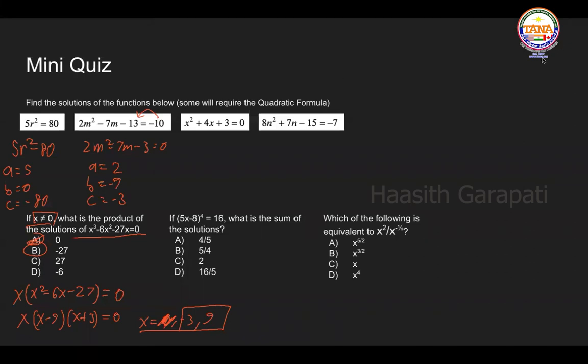Yes, Avanish, you have a question? Well, I don't know, this may be useful, but for finding the product of the solutions, there's a formula called C by A. That means dividing the C value by the A value.